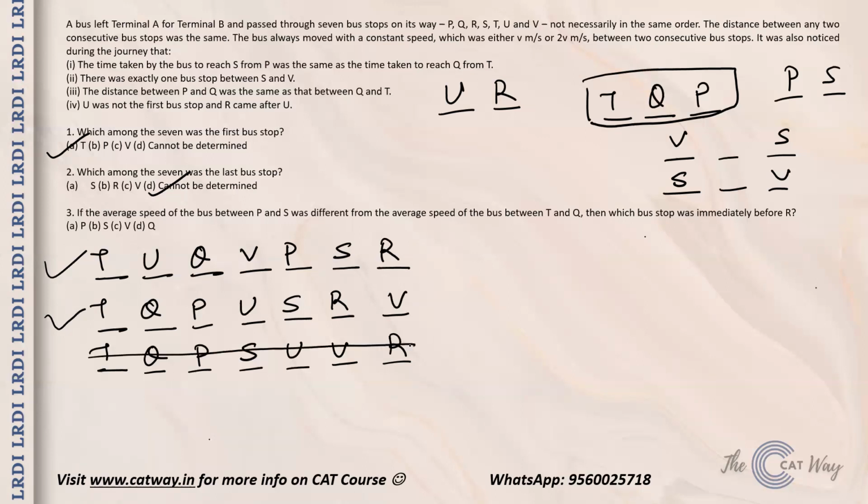Third, we are not going to consider because there is an equal gap and they have to take an equal amount of time. So the average speed is going to be the same. So in these two cases, we have to see which stop was immediately before R. In both these cases, we find that S is the stop that is immediately before R. Hence, option number B, S, becomes the right answer.